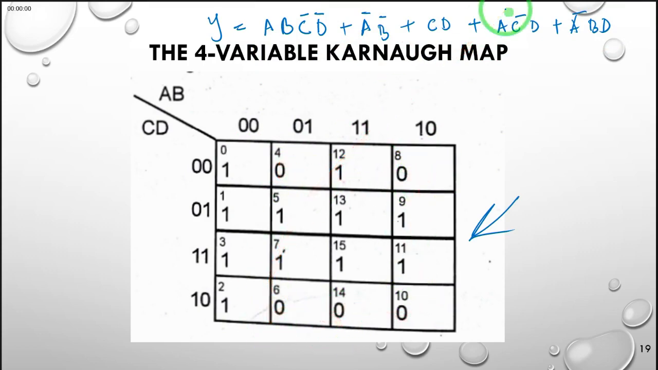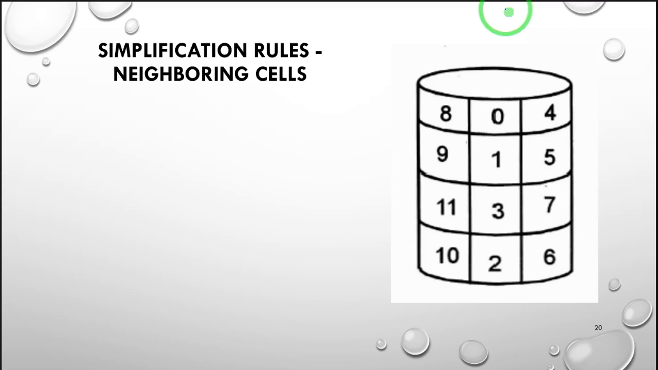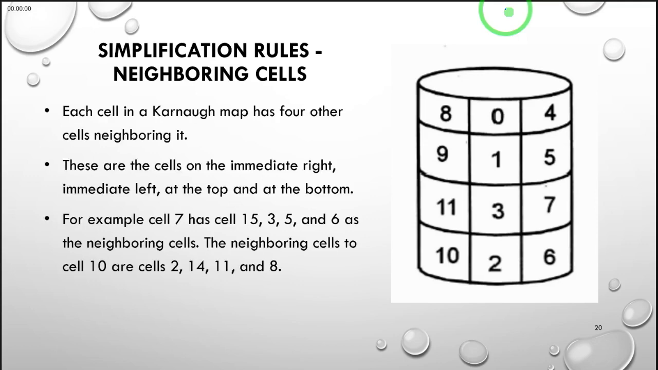So we want to look at the simplification rules that are used with the Karnaugh map method, and we normally consider that each cell in a Karnaugh map has 4 cells neighboring it, and these cells are on the immediate right, immediate left, at the top, and at the bottom. And for example, cell 7 has cells 15, cell 3, cell 5, and cell 6 neighboring it. So as you can see, we are talking about this cell.